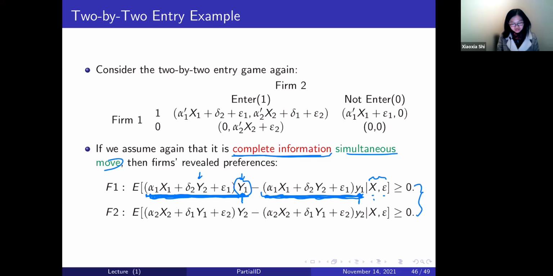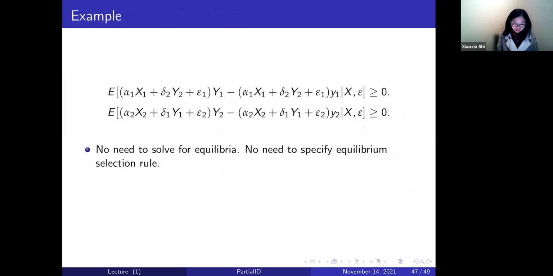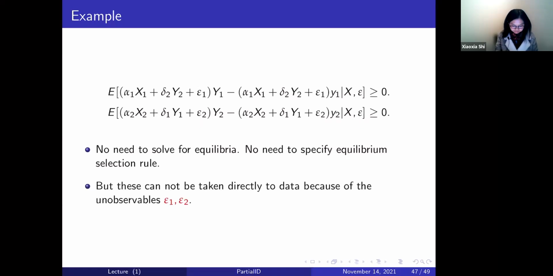Well, these inequalities are easy to set up, but they cannot be taken to the data. They are not empirically useful because these unobservables appear in the model and also appear in the conditioning set. Right, because these epsilon 1, epsilon 2 are not observable. So we cannot take these to the data. And clearly, given X, we probably cannot assume that epsilon 1 times Y1 has mean 0 because Y1 is an endogenous variable. Okay, so this cannot be just taken to the data.